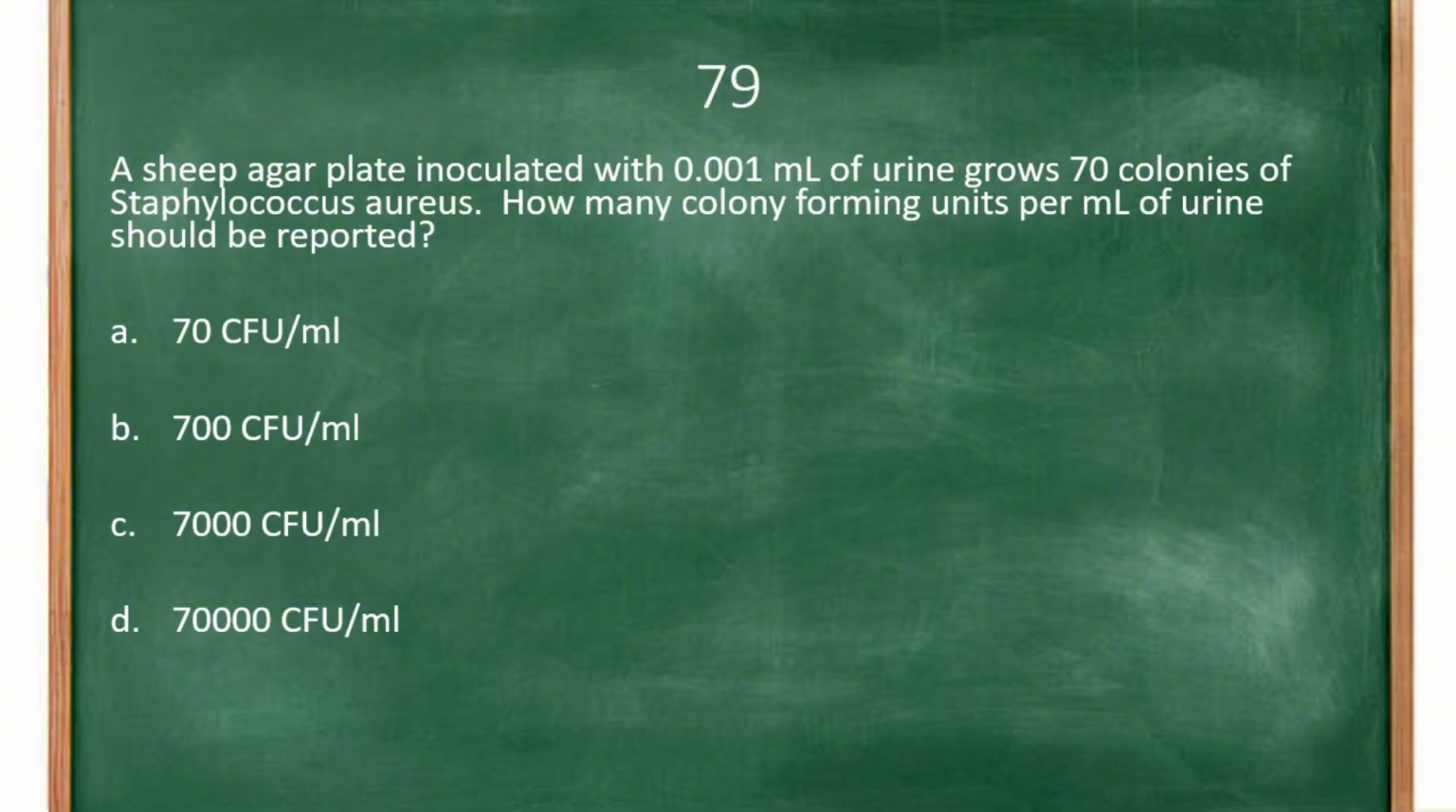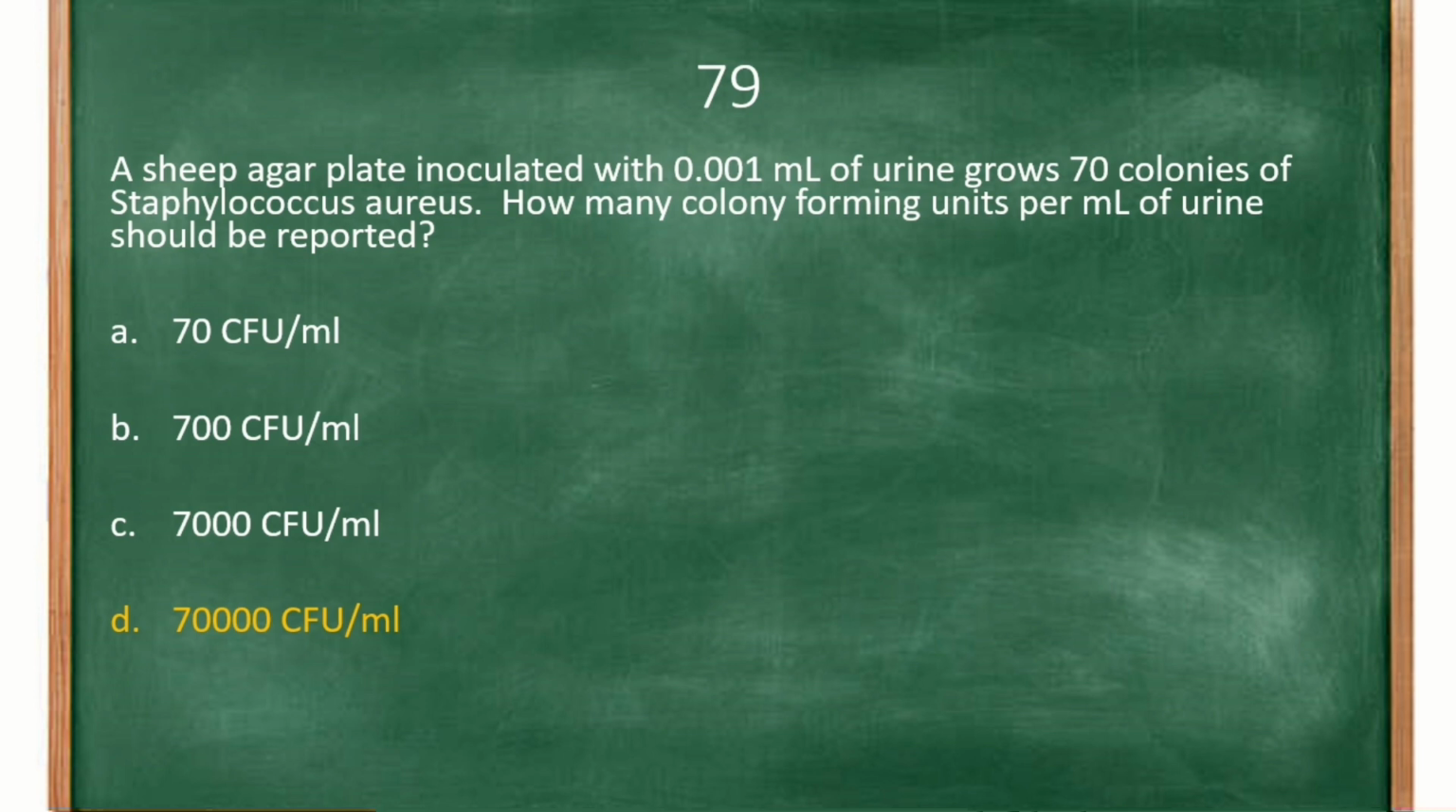a sheep agar plate inoculated with 0.001 mils of urine grows 70 colonies of Staphylococcus aureus. How many colony forming units per mils of urine should be reported? A. 70 colony forming units per mil. B. 700 colony forming units per mil. C. 7,000 colony forming units per mil. And then D. 70,000 colony forming units per mil. And the answer here is D, 70,000 colony forming units per mils.